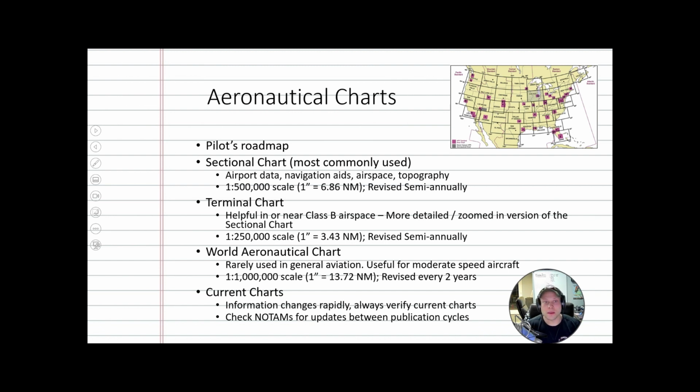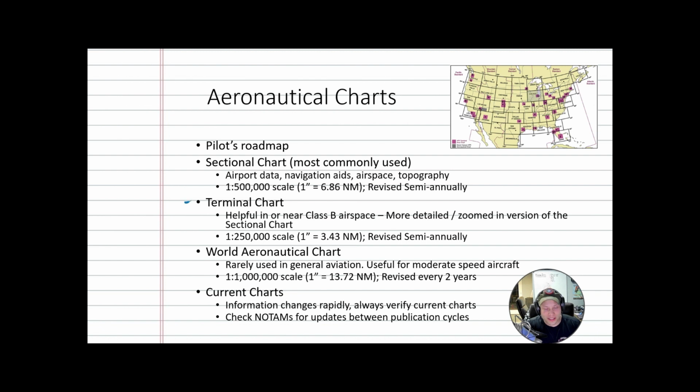So let's start with some aeronautical charts. These are just giant maps, essentially, and they come in different flavors. Now, there's the sectional chart. This is the most common one that we use, and it's a scale of 1 to 500,000. So each chart is going to have a different scale because they're going to be at different zoom levels, essentially.